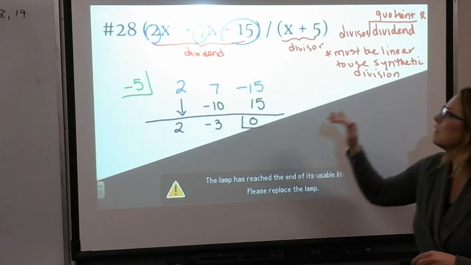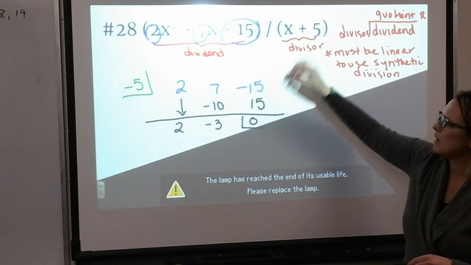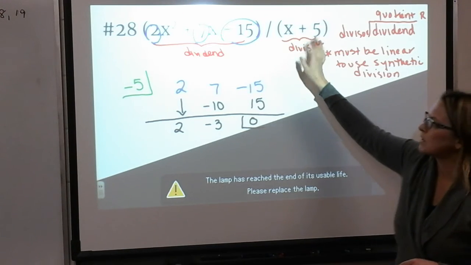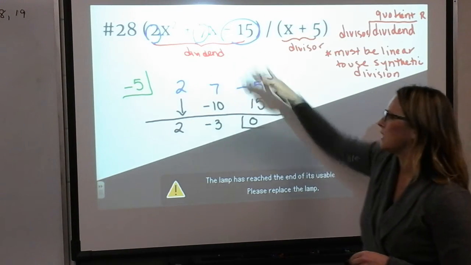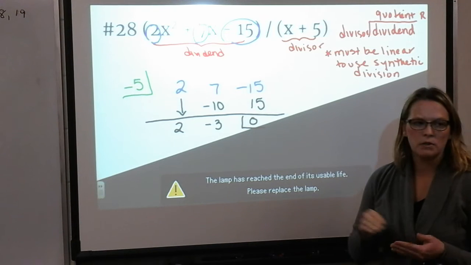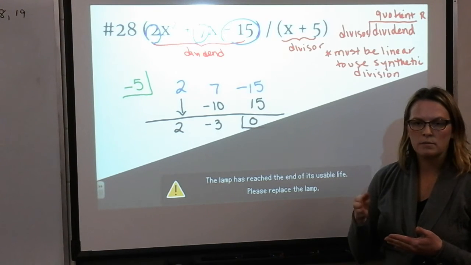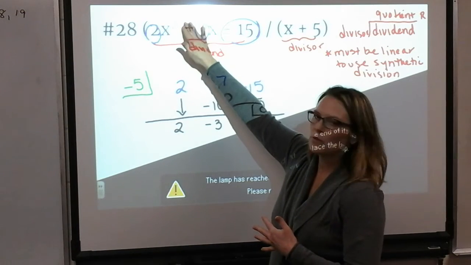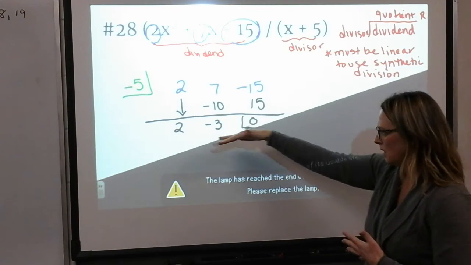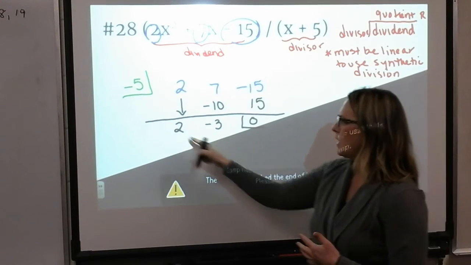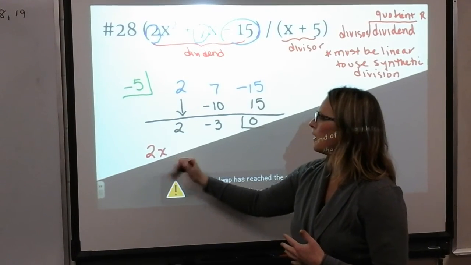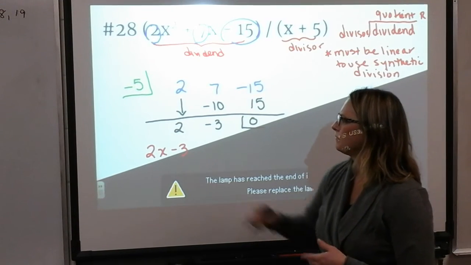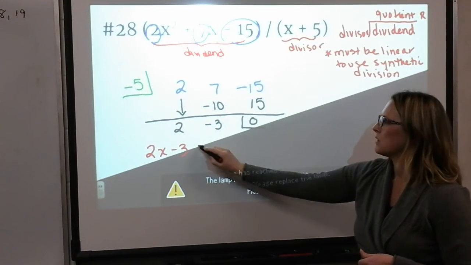So what this means is my remainder is 0. So if I'm doing division and I divide and get a remainder of 0, that means that this is a factor. Okay, so x plus 5 is a factor of 2x squared plus 7x minus 15. And because we did division with a linear term, we can make our quotient 1 degree less than what we started with. So we started with a second degree polynomial, so this is going to be a linear quotient. So you take the coefficients and you just rewrite it. So this is 2x, so instead of x squared, now it's 2x, minus 3. So that would be our quotient.